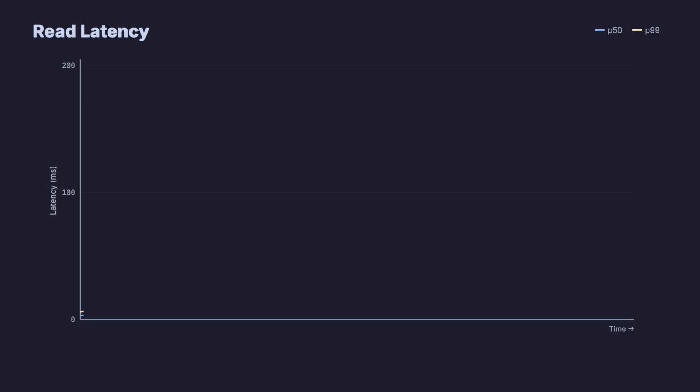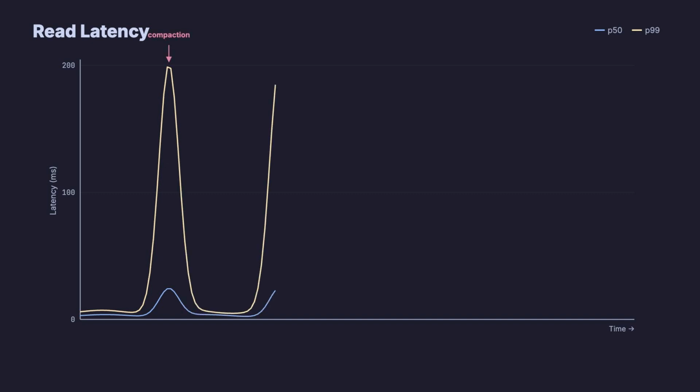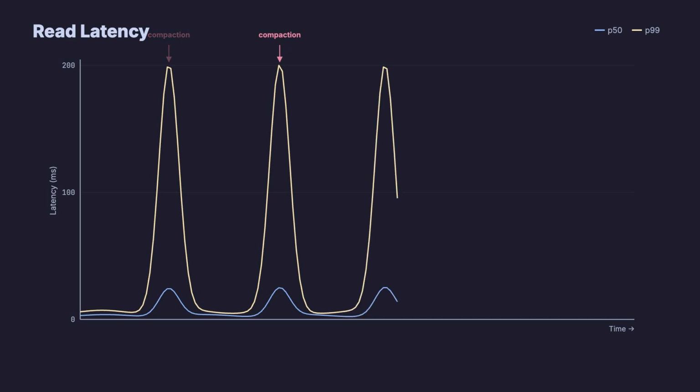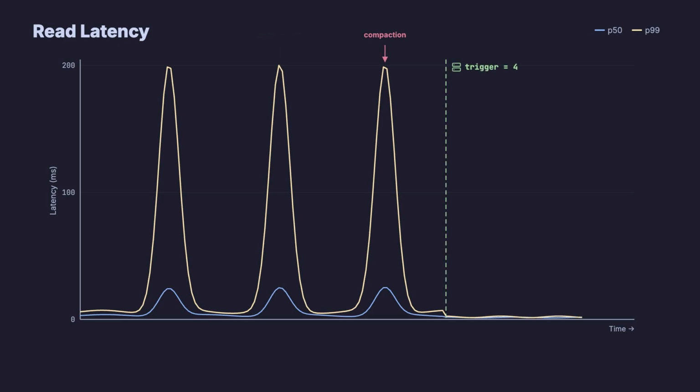I once debugged a service that was suddenly hitting 200 millisecond reads. The team had set the compaction trigger too high. Level 0 was allowed 32 files. During traffic bursts, compaction couldn't keep up, so each read had to touch over 30 Bloom filters and index lookups. The fix was to reduce the level 0 compaction trigger to 4 files and increase compaction threads. Latency dropped back to single-digit milliseconds.